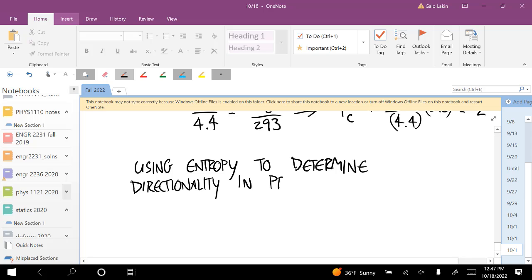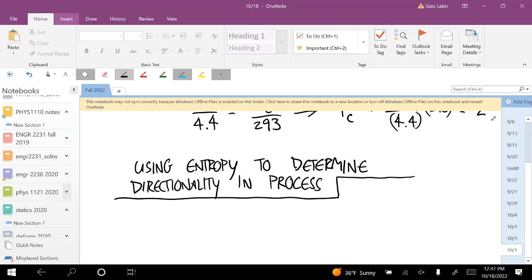In a process. Conservation of energy can't do that. It can only tell you that two different instances have the same temperature, but it can't tell you which was first and which was second. This is going to allow us to determine what's happening forward in time.